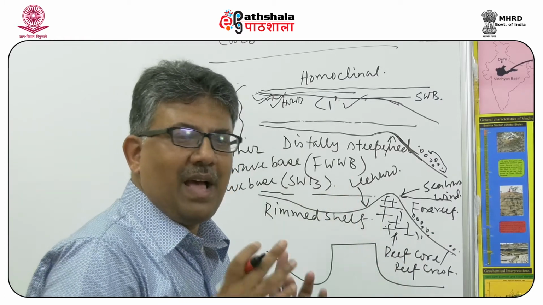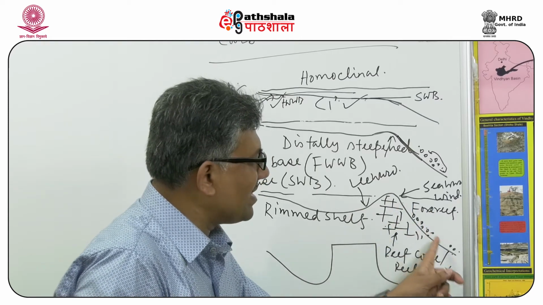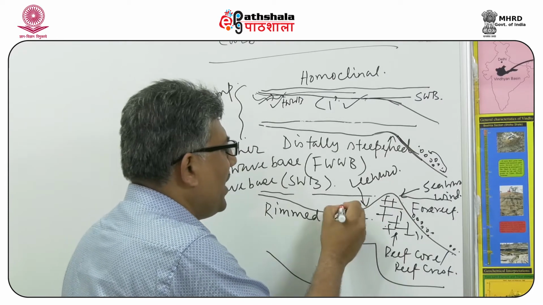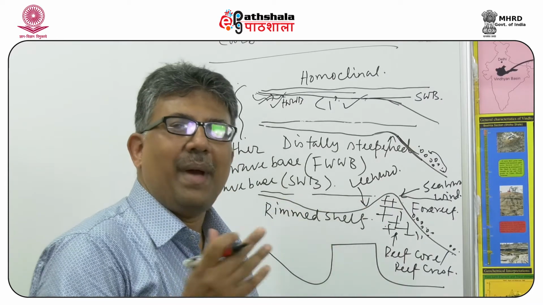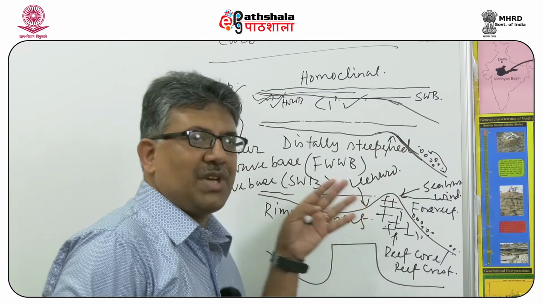So, on the windward slope we get the steep slope and the talus that is supplied from the reef. On the leeward slope we get the low energy environment, that is what is at the back of the reef. We get this kind of environment. It is typical of the rimmed shelf that we get.